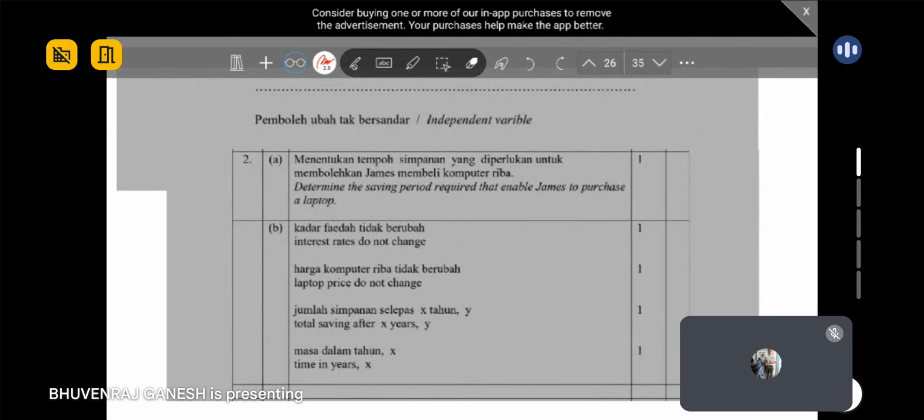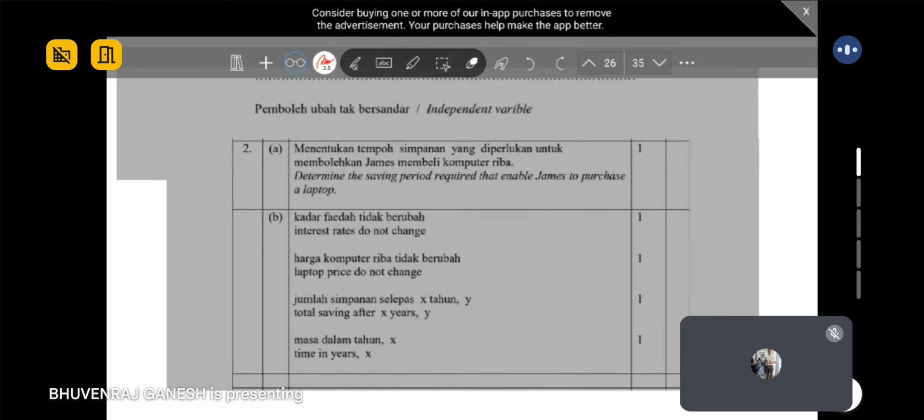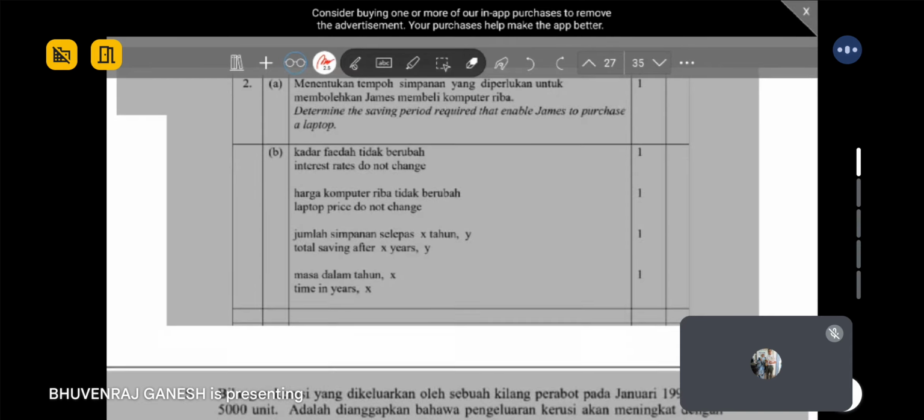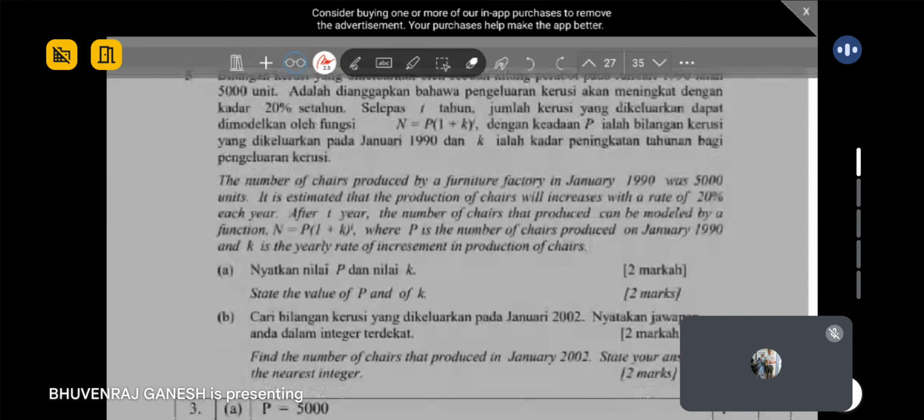Are you guys clear? Boleh faham kan? It's very general dan logik untuk faham. Tak ada apa-apa pengiraan susah. There is no difficult calculation. Alright? Okay, so next one.